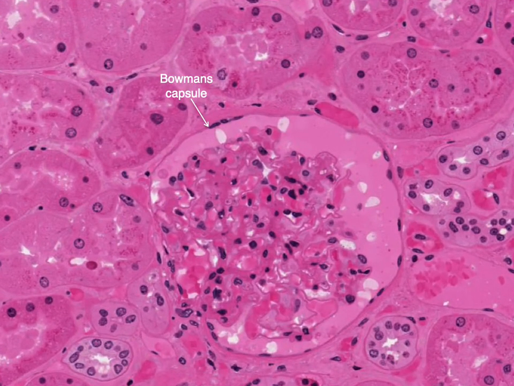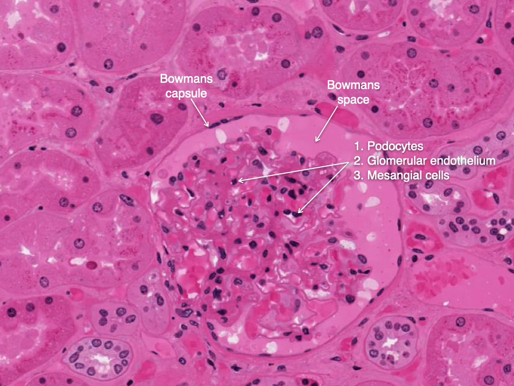All right. So let's zoom in on this H&E stain, and there's Bowman's capsule, deep to which is Bowman's space. And then there's all these purple nuclei. And what do these purple nuclei belong to? Which cells? Well, podocytes, glomerular endothelium, and mesangial cells. And it's hard to tell which is which in one section of an H&E stain, but we know that they belong to those three types of cells.